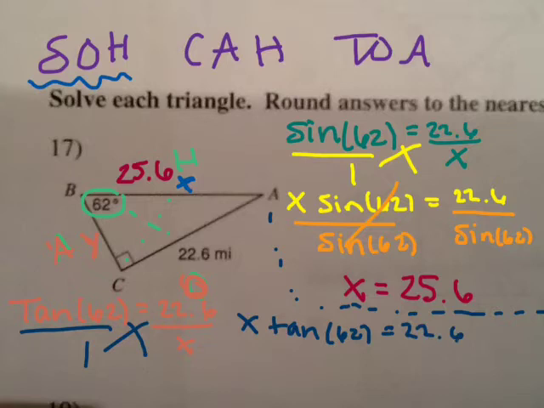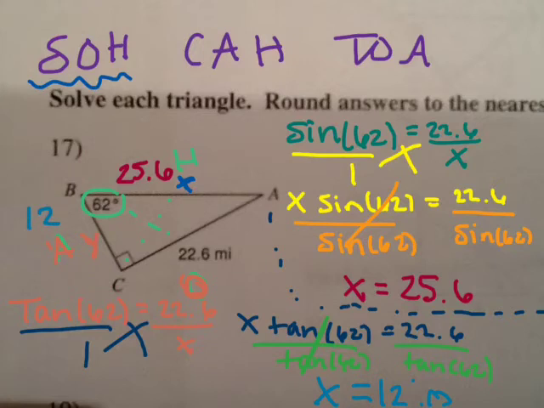Well, divide by the tangent of 62 on both sides. Cancels out there. So we get that x is equal to, again, you just have to plug that in your calculator, 22.6 divided by the tangent of 62. And that gives you 12.0. You round to the nearest tenth, it's about 12.